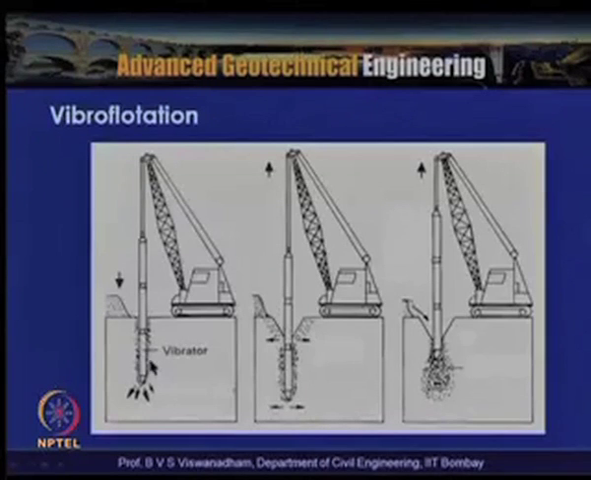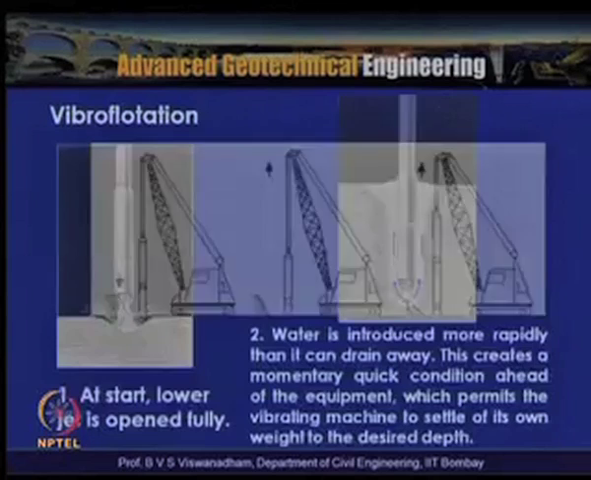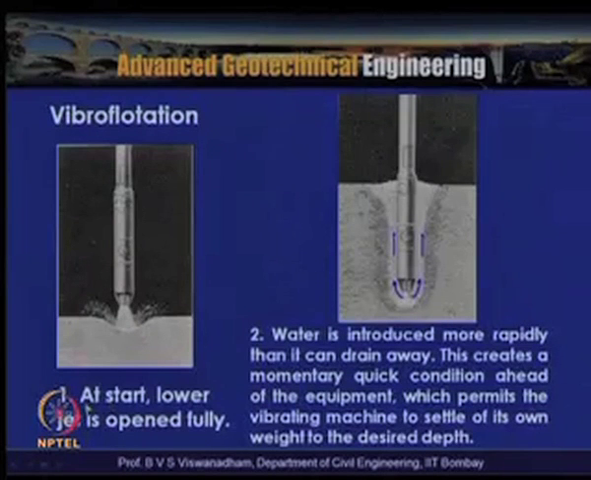So the process is actually shown here pictorially: the jetting of the water, then the compaction, and then withdrawal. In this process, the deeper soils can be compacted, and when you do it at a certain grid of spacings covering a large area, the entire soil gets densified. At the start, the lower jet is opened fully, and in this second slide, water is introduced more rapidly than it can drain away.